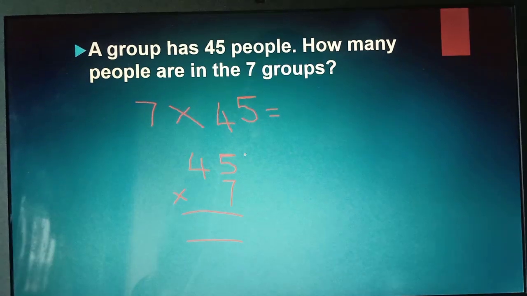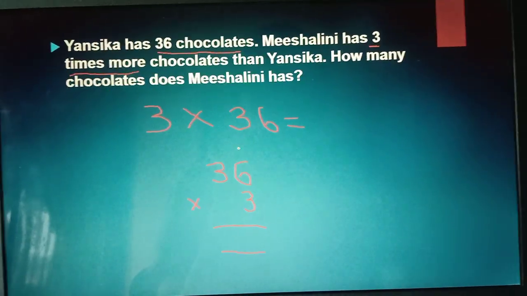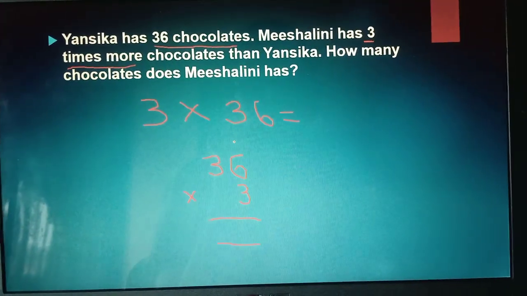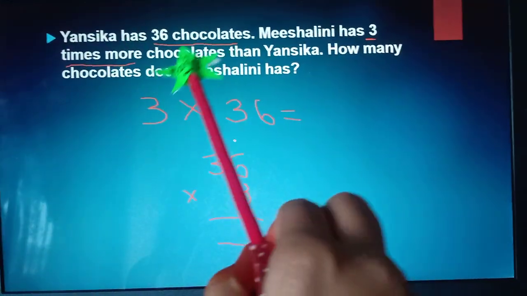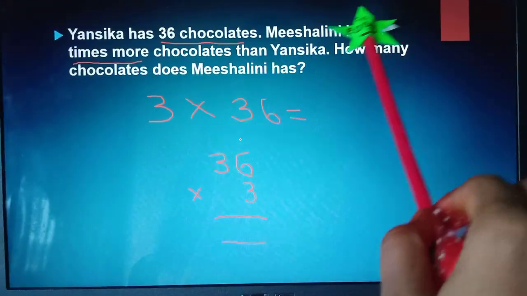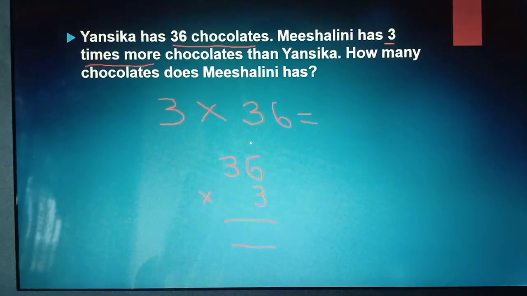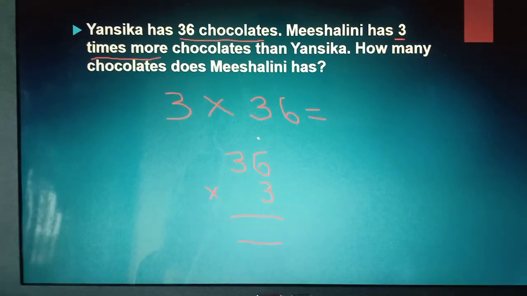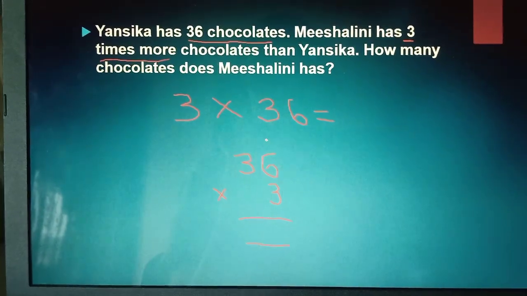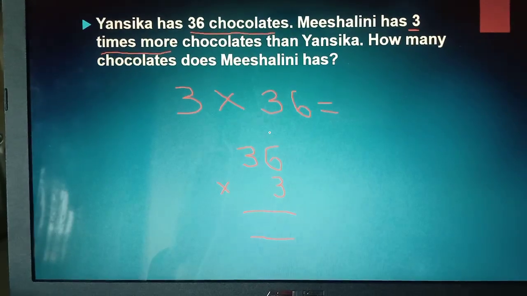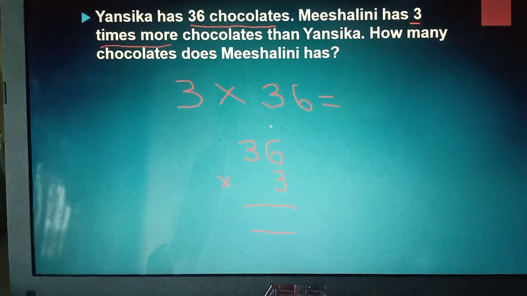Another one more thing. Not only objects. Can you see this one? 3 times more chocolates than Yanshika. These types of questions also show you that it is a multiplication problem solving question. I hope you will understand.